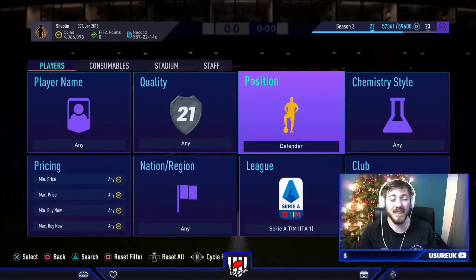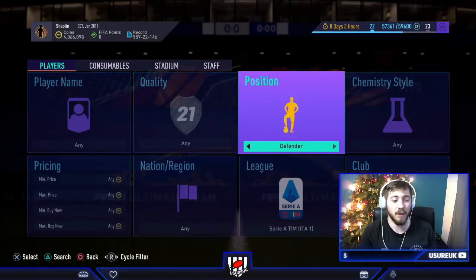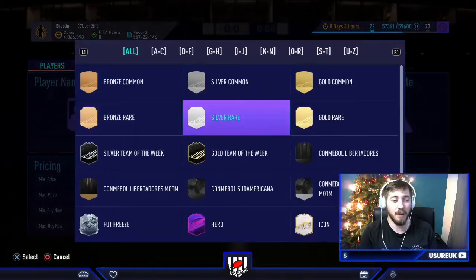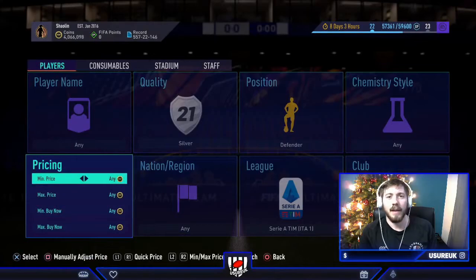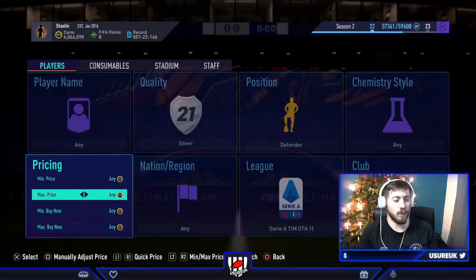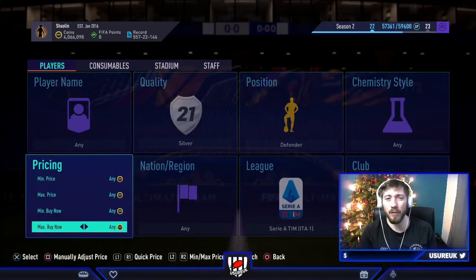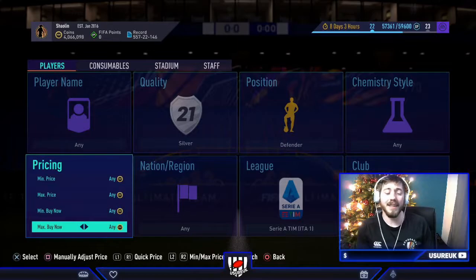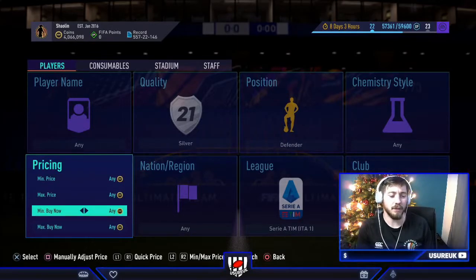So if we know we can constantly sell them, we want to buy them. We're going to have a look at Serie A defenders, and we're going to have a look at silvers for this one. Now, before looking at the bidding filters, we're going to want to know first and foremost what they sell for. So if we find out what they sell for, we know what we can bid for to make that profit. In order to know what they sell for, we're going to have a look at that max buy now filter. Now we've set up silver, defender, Serie A.